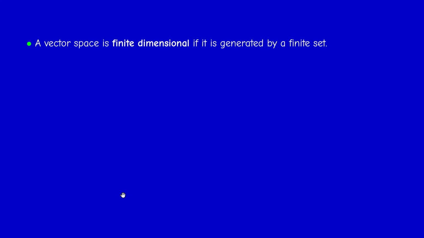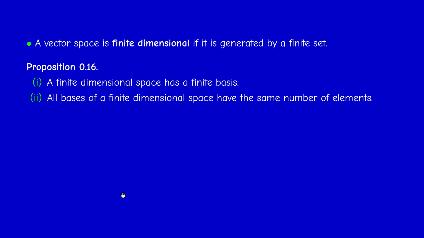And what do we mean by saying that a vector space is finite dimensional or infinite dimensional? Finite dimension means that it's generated by a finite set. So this is what you studied in first year. So a vector space is infinite dimensional if it cannot be generated by a finite set.